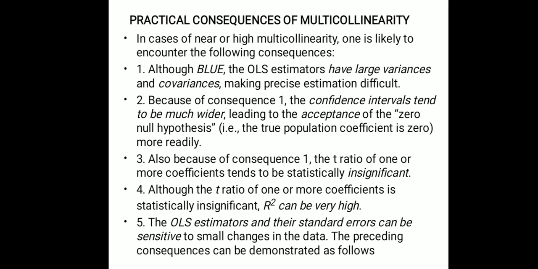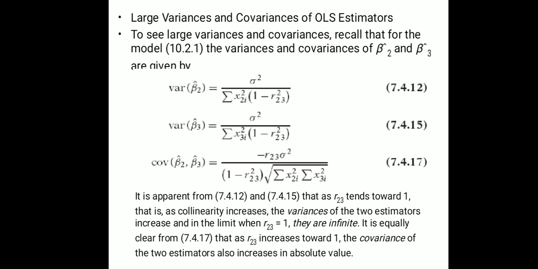As I gave the example earlier, the rainfall and the temperature are out of our control. We can't do anything. If the rainfall increases, automatically the temperature decreases. They are correlated, and we can't separate them. So this is the practical problem. Even though they are correlated, we can't separate it, and the large covariances and variances make precise estimation very difficult. So because of these, there are three factors. Just read that, the large variances and covariances of OLS estimators.